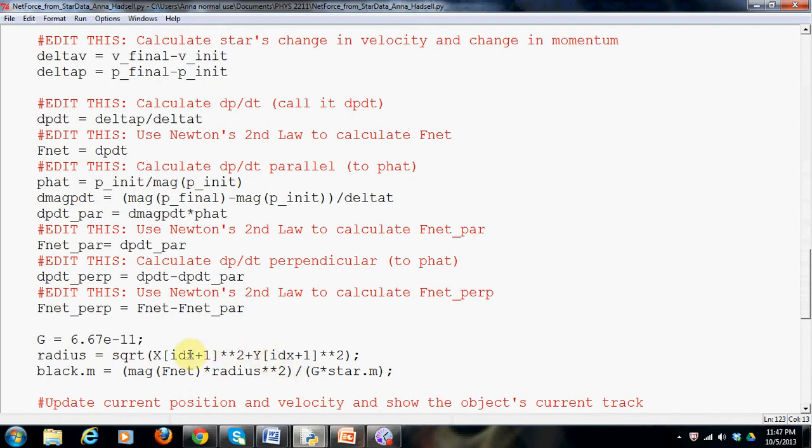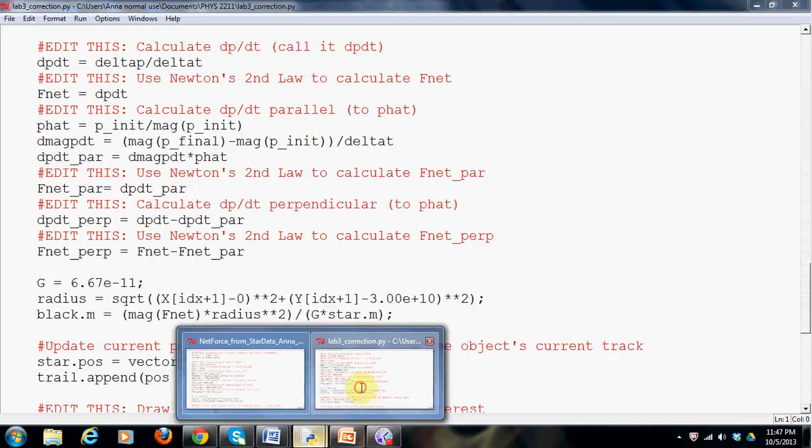However, I noticed later that I just used the x coordinates and the y coordinates that were given to me, but I did not compare them to the black hole's position, which doesn't really make sense because the star is orbiting the black hole. It's not just orbiting the origin 0, 0, 0. So I made another model to incorporate this.